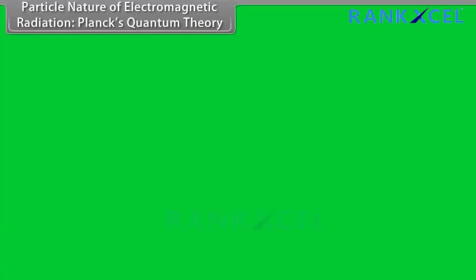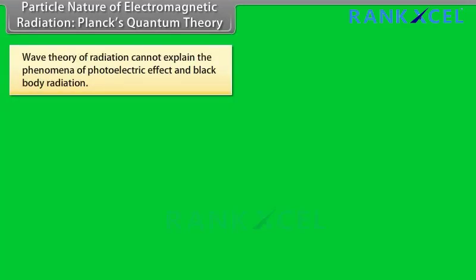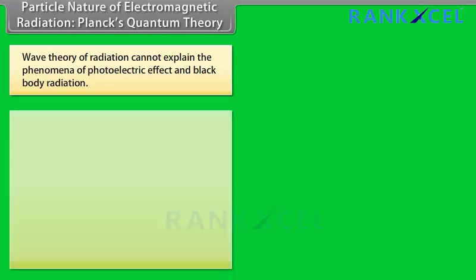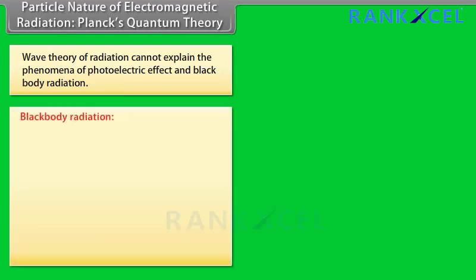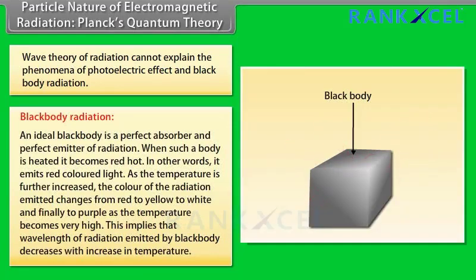Particle nature of electromagnetic radiation. Planck's quantum theory. Wave theory of radiation cannot explain the phenomena of photoelectric effect and black body radiation. Black body radiation: an ideal black body is a perfect absorber and perfect emitter of radiation.